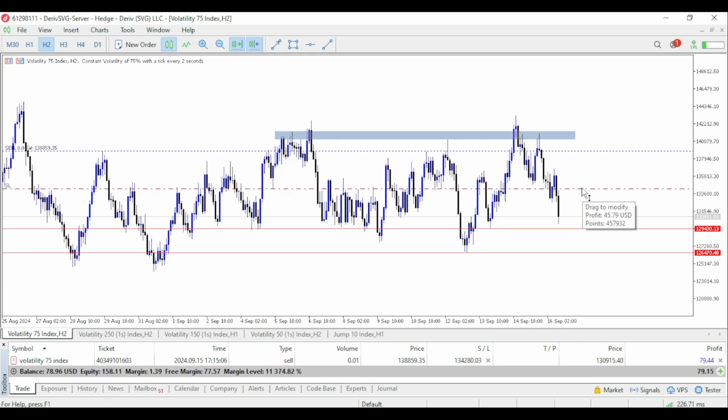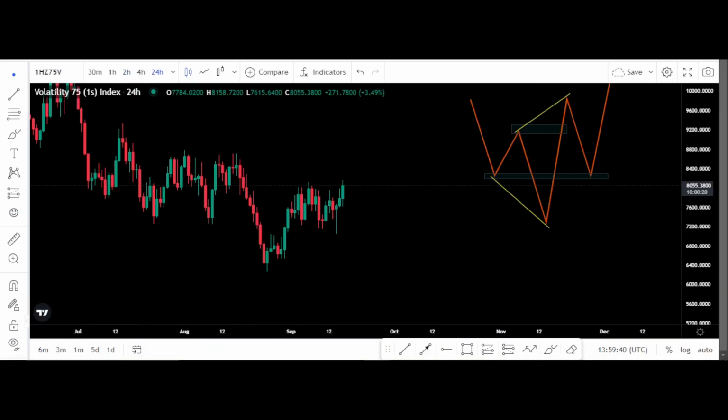That's about it. You can see, this was my TP, either this level or this level, but I think I'm going to close this. That's around $80 in profit. I think I'm going to close that now. I'm satisfied with this profit. So let's go on with our lesson.